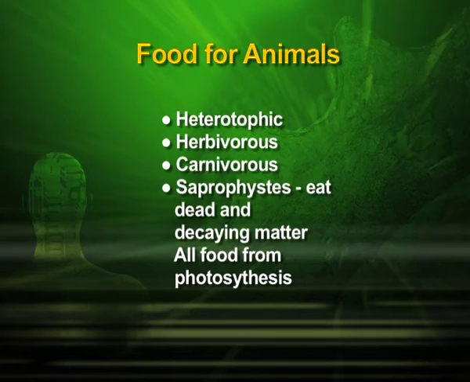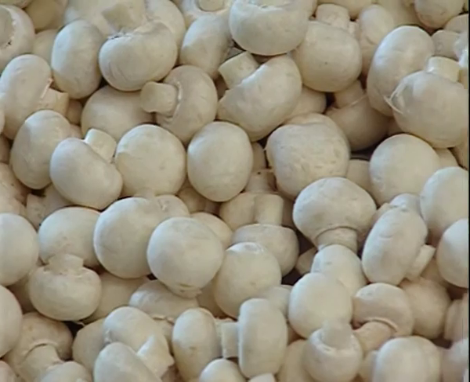Then there are herbivores who will eat plants. In our terms, we can say vegetarians. Then there will be carnivores who will eat herbivores, and of course, there will be saprophytes who will eat dead decaying organic matter, like fungi or fungus. You can see a picture of a mushroom on the slide. Now, all the food which is utilized by different levels, whether herbivore, carnivore, saprophyte, all came eventually through photosynthesis.